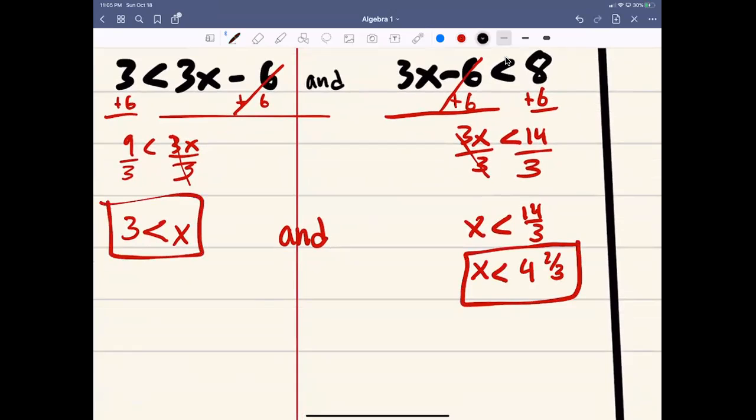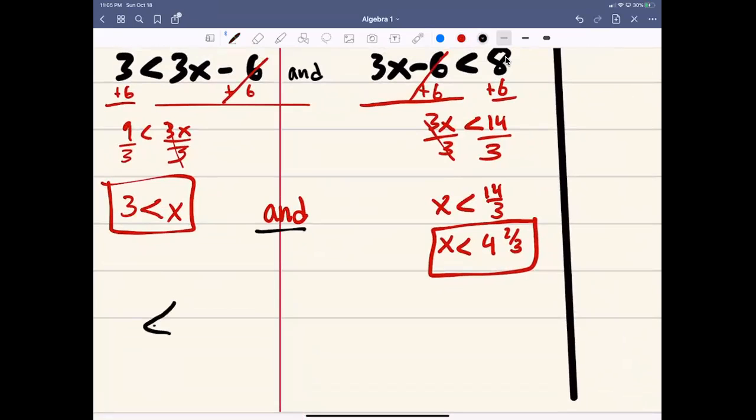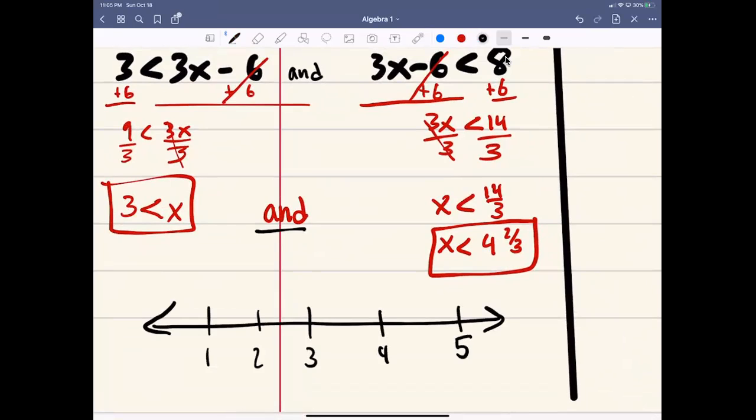Next up, our goal is to graph it. Remember, it's combined by the word "and". So let's just go ahead and draw our number line, right? And it has 3 and 4, so let's make sure we have at least 1, 2, 3, 4, and 5, right? And then it's 4 and 2/3. We're gonna have this right here: 4 and 1/3, 4 and 2/3.